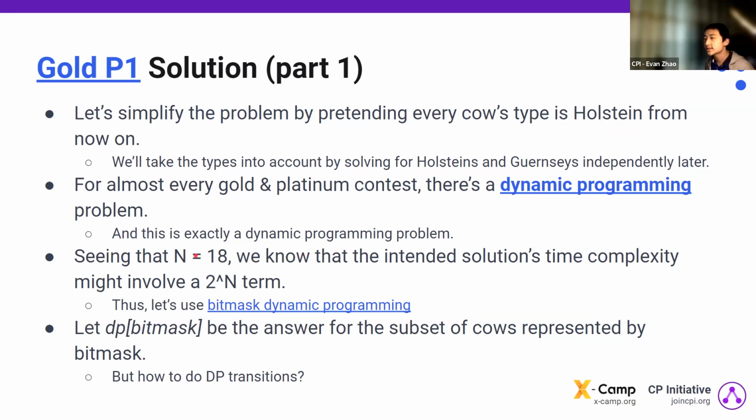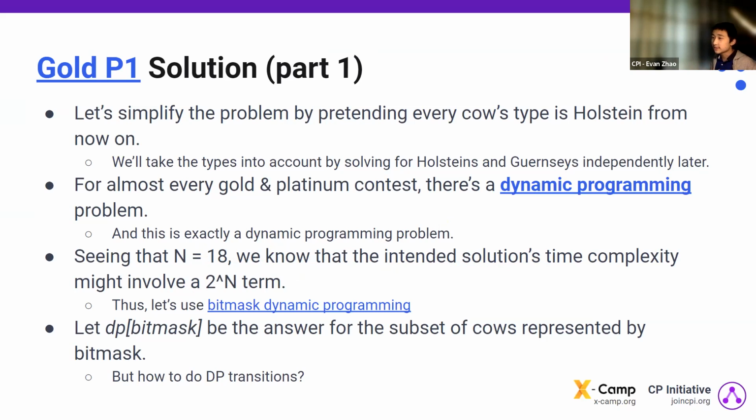Now, seeing that n is smaller than or equal to 18, we know that the intended solution's time complexity might involve a 2 to the power of n term. And what does 2 to the power of n remind us of? It reminds us of subsets.